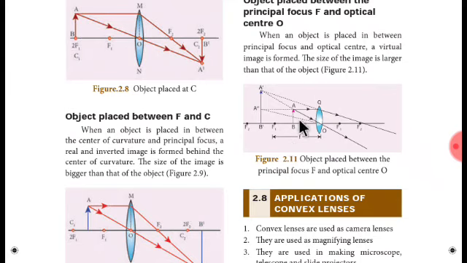And here a very special case where the object is kept between focus and optical center, and the image is formed on the same side but between center of curvature and focus.